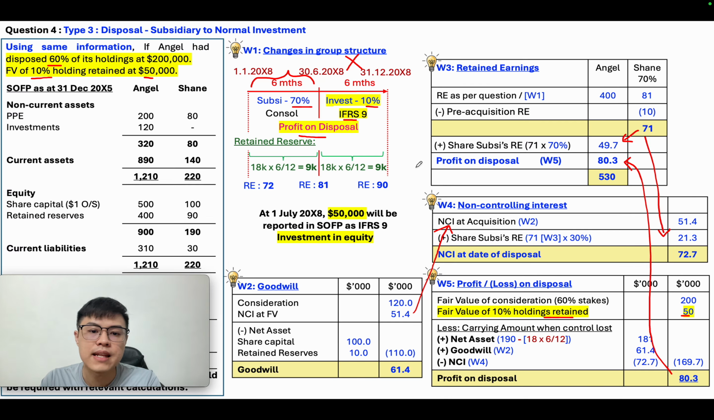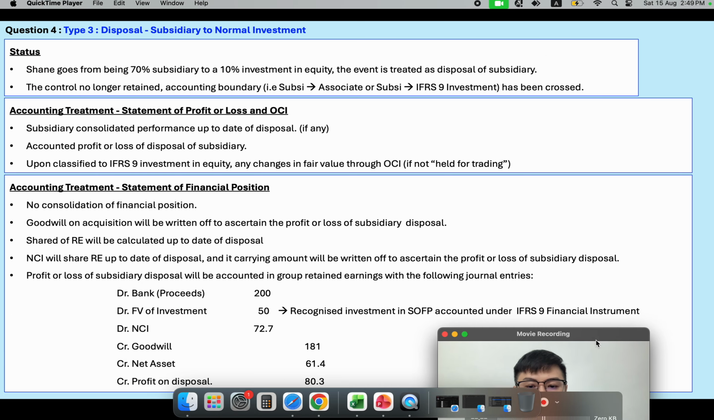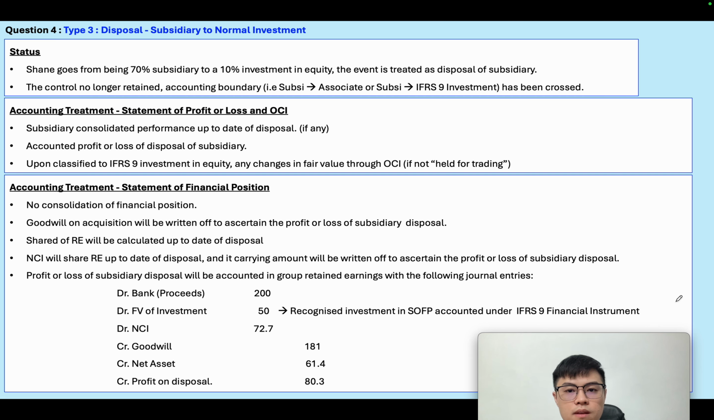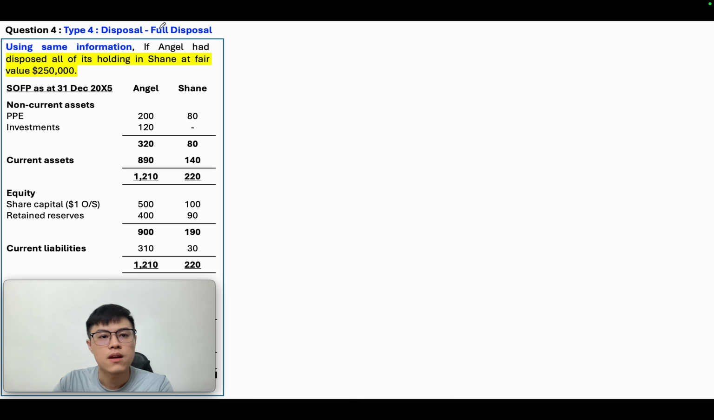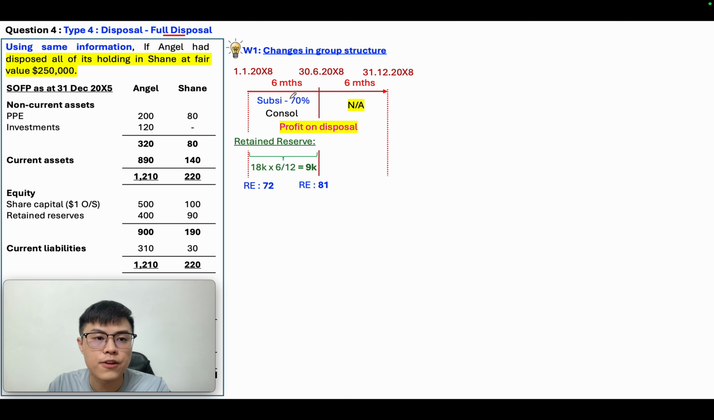What about the last scenario? So after that, you will carry as IFRS 9 investment. Okay, this is the explanations. What about the last scenario? In last scenario, we will have a full disposal, meaning to say, we start off with 70% and we fully dispose the 70%. Nothing in our business. No consol, no associate, no IFRS 9 investment.